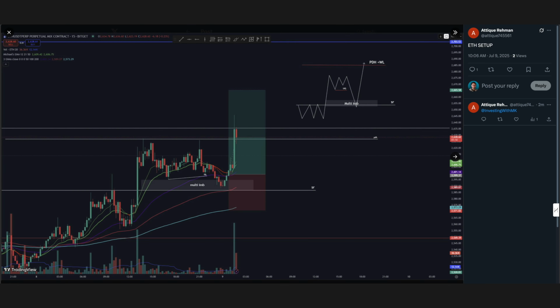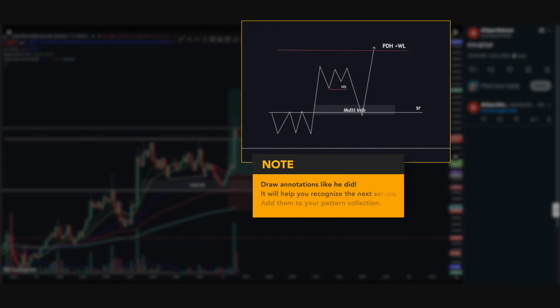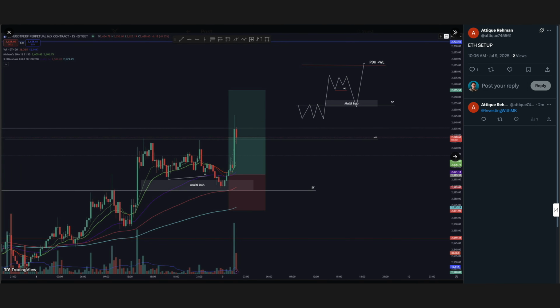Let me dissect another great student trade recently taken on Ethereum. Very nice setup. He even drew some annotations on the chart just like I regularly do. All in all, this is a great setup. Now let me observe this trade using the top-down analysis, starting with the weekly chart.